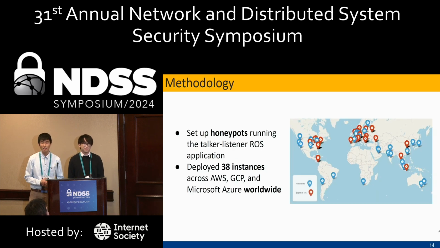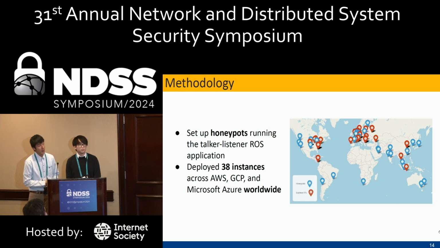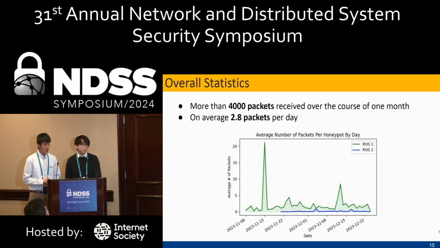All right, so for the honeypot side of our study, we set up honeypots running a very simple talker listener application. Specifically, we deploy 38 of these around the world on multiple cloud providers, namely Amazon Web Services, Google Cloud Platform, and Microsoft Azure. You can see on the map, the blue dots represent the honeypots that we set up, and the red points represent all of the different IPs that sent traffic to our honeypots. Just for some overall statistics, we received a total of more than 4,000 packets over the course of 1 month, and that results in an average of around 2.8 packets per day.